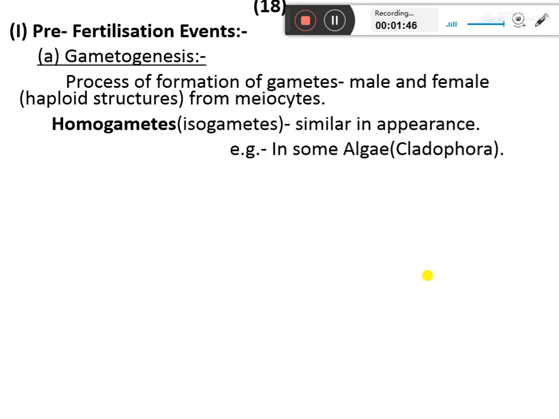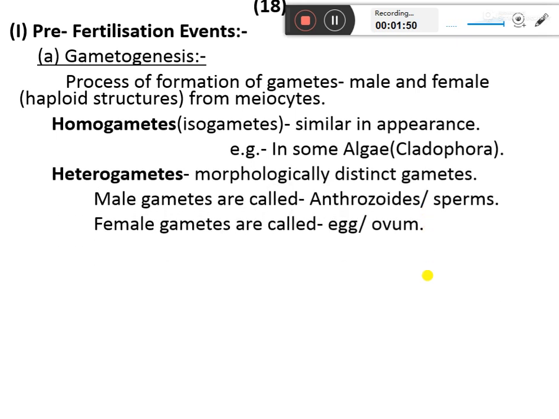For example, in some algae like Cladophora. While the heterogametes are morphologically distinct gametes, the male gametes are smaller in size, while the female gametes are larger in size. The male gametes are known as antherozoids or sperms, and the female gametes are known as egg or ova in the case of the female.